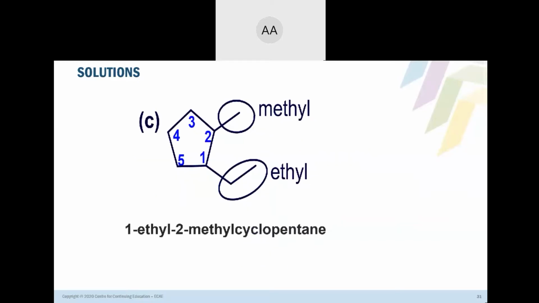Okay, so we had a cyclical compound here, and we have an ethyl group, and we have a methyl group. So we have 1 ethyl, 2 methyl cyclopentane. Remember that we keep the naming for the groups to be on the lowest carbon number, and that's why we wouldn't call it 4 methyl, 5 ethyl, because then the group number would not be according to the nomenclature rules that you find in your learner guide. Excellent, well done.